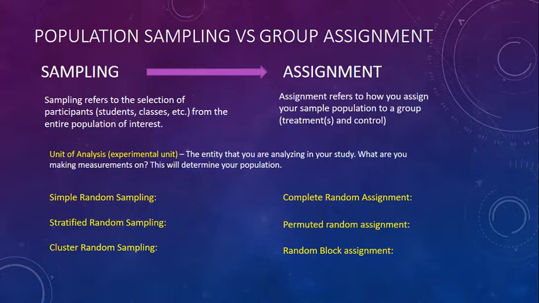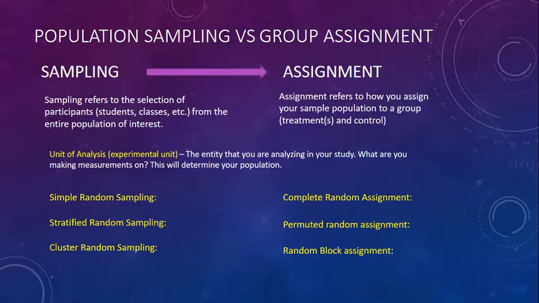Complete random assignment means, now remember, we have our sample population, and now we're going to assign it to a group. To do a complete random assignment would mean flipping a coin for each participant and randomly assigning them to either the treatment group or the control group. This means that it's possible that your groups may be of unequal size, which is not always bad, but if you want your groups to be of equal size, then you might consider doing what we call a permuted random assignment.